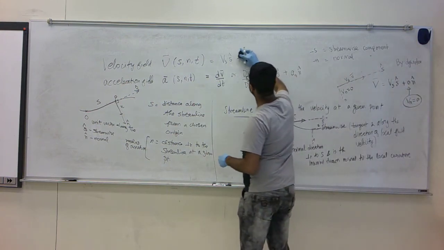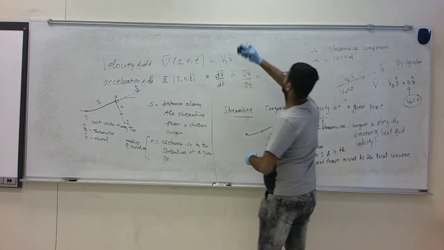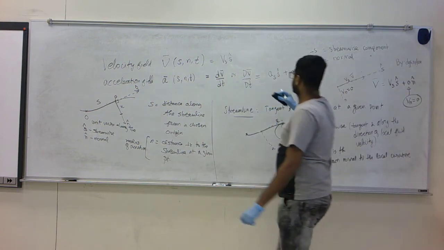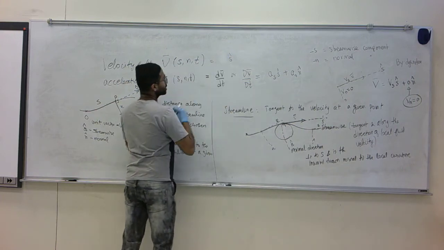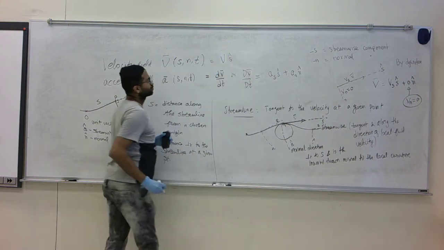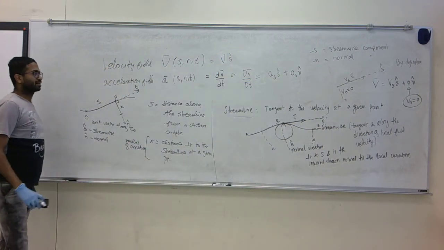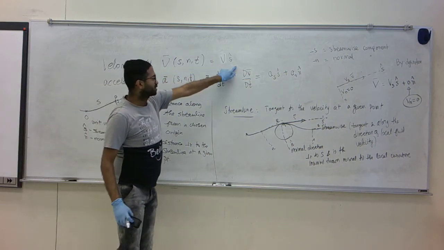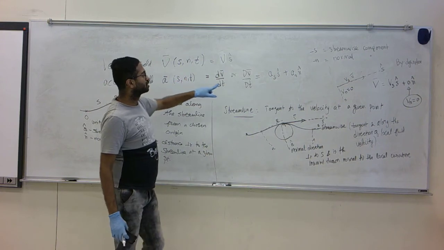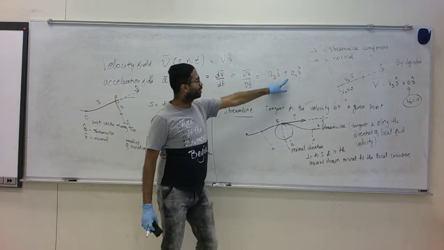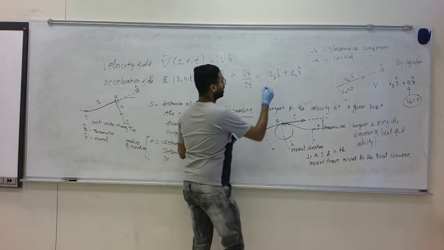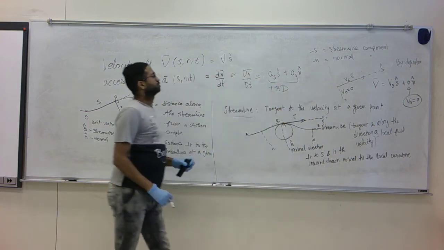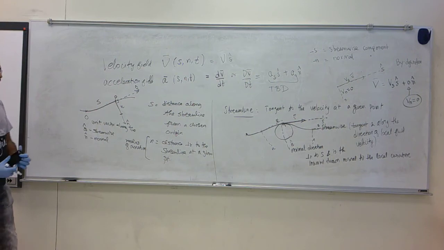So instead of using the symbol Vs, I'll simply use V times S cap. Velocity is V times S cap, and acceleration is As times S cap plus An times N cap, where As and An are to be determined.